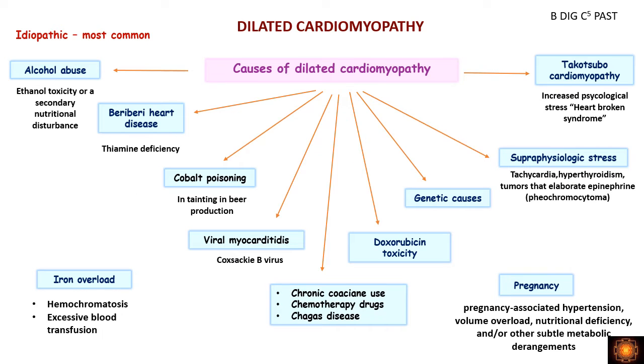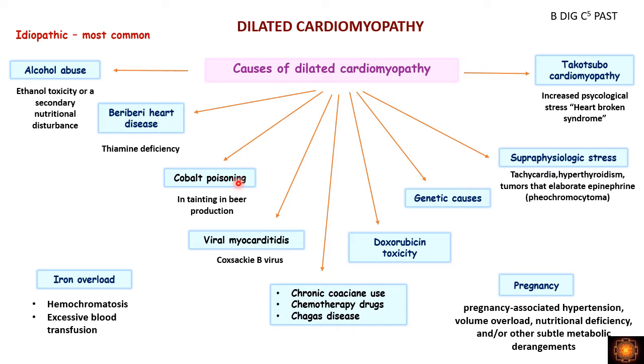Now what are the causes of this? We have a list of the causes, out of which idiopathic is the commonest one. The first cause is alcohol abuse, alcoholism. How each one causes it, I'll tell you in detail again. Alcohol abuse, then we have Beriberi heart disease and thiamine deficiency.